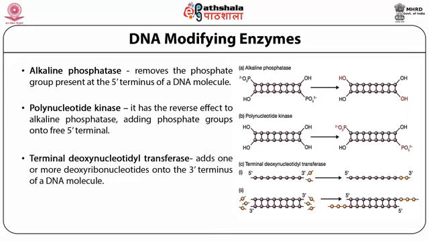This adds one or more deoxyribonucleotides onto the 3' terminus of a DNA molecule, as shown in the figure here. For example, one can generate at the 3' end a poly T or a poly C, and so on. Normally, poly T is used so that it can anneal with poly A of a template transfer.